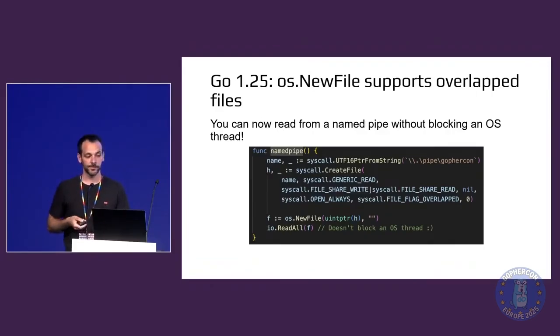But for 1.25, the thing that made me be in the top 5 contributors was adding support to the Go scheduler and to the os package for overlapped I/O. This is a great building block because overlapped I/O is what allows you to do asynchronous, non-blocking I/O on Windows. The Go scheduler before only supported this for network sockets. It now also supports this for files or for named pipes, for example. So you can open a file and pass it to os.NewFile using the file flag overlapped, and the Go scheduler will just work now.